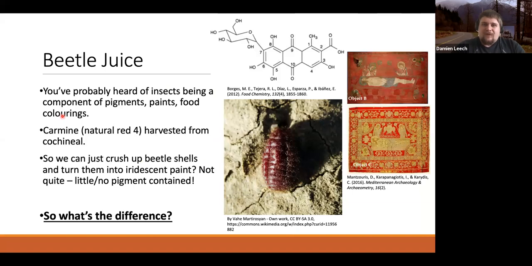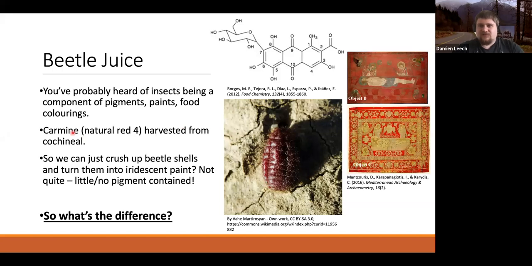Quickly we'll go back a bit, though, and say that you've probably heard of insects being used in things like pigments, paints, and even food colorings. The most common one of these is carmine or carmine, depending on who you ask. Color circles tend to refer to it as natural red 4. This is harvested from the cochineal beetle. In eastern Poland, there's a whole host of these, and people would essentially just squish them and harvest the carminic acid. This structure here comes out of it, because it's a really strong red pigment. This is just a couple of pieces of artwork from a paper that use this carmine.